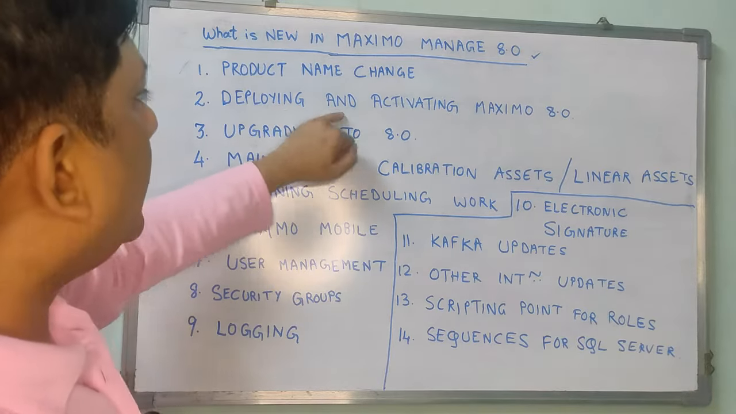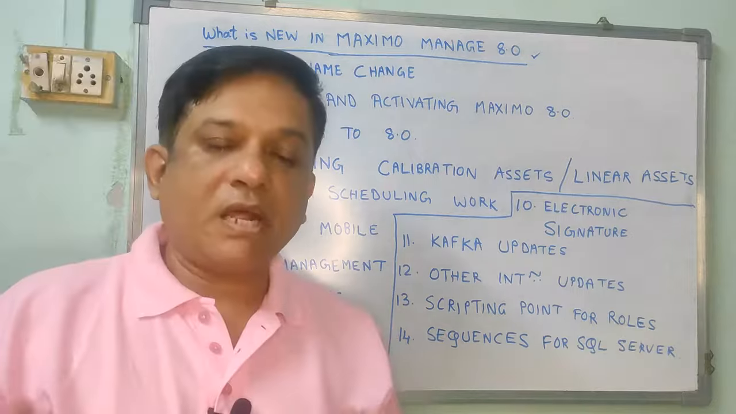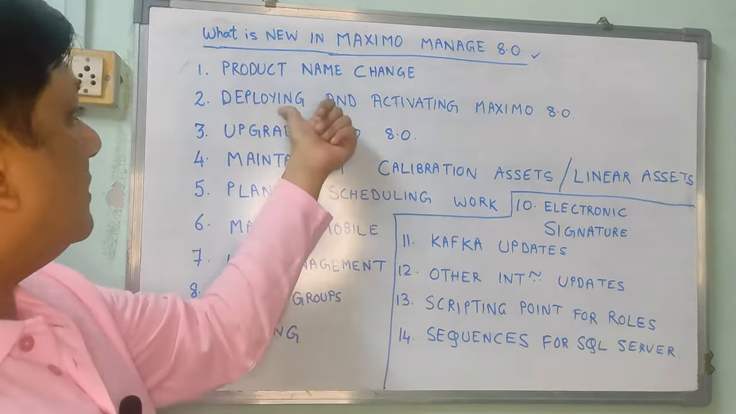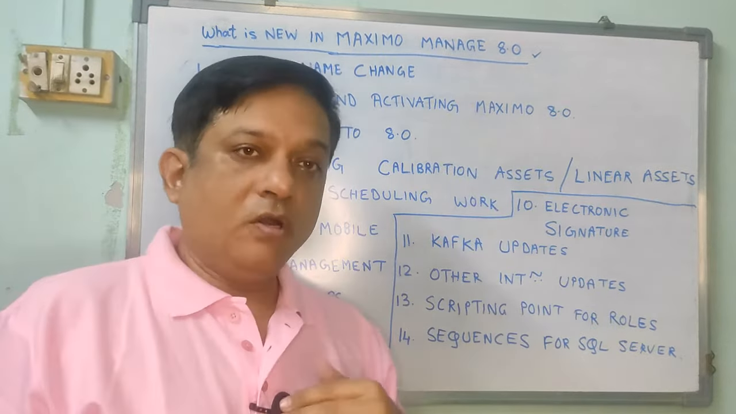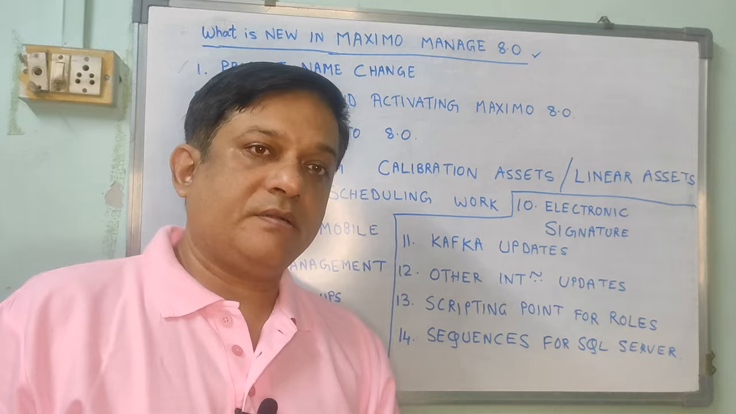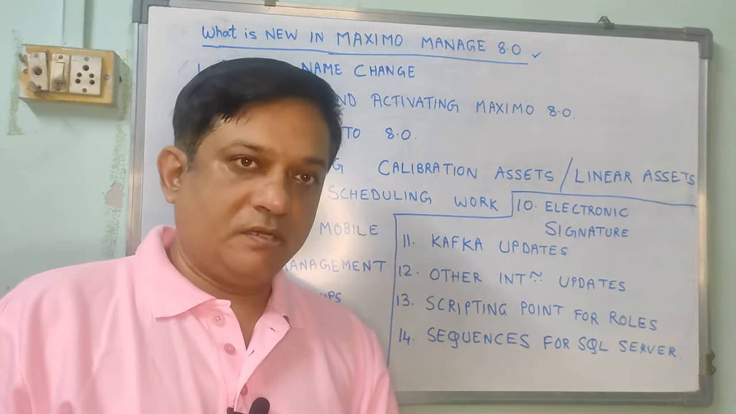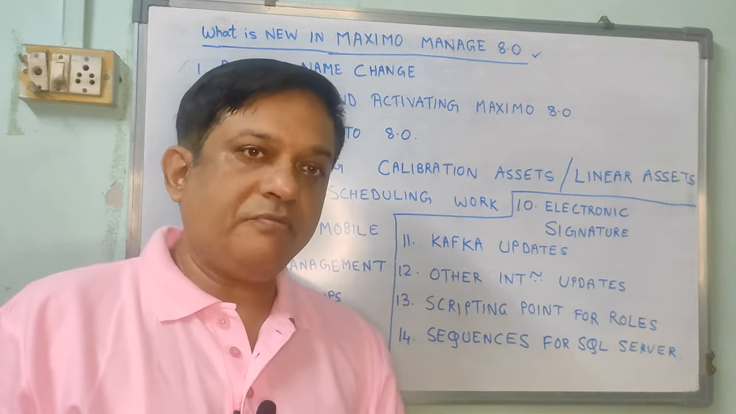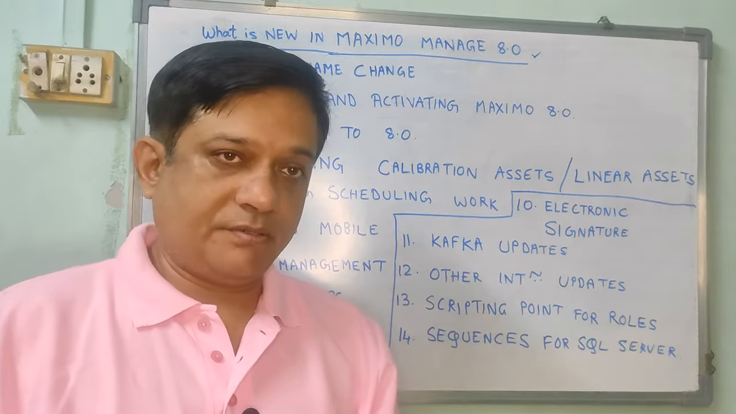Second is deploying and activating Maximo 8.0. In this, the management suite is deployed and it can be activated on the Red Hat solution or the OpenShift solution. So these are the different platforms on which it can be deployed and activated.